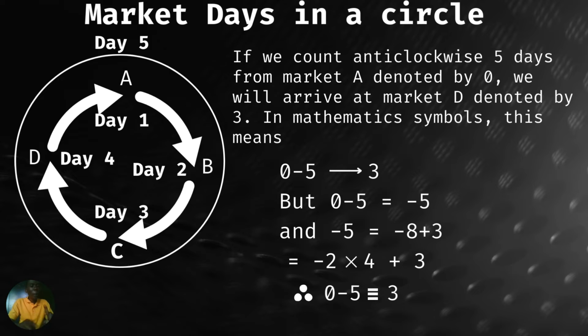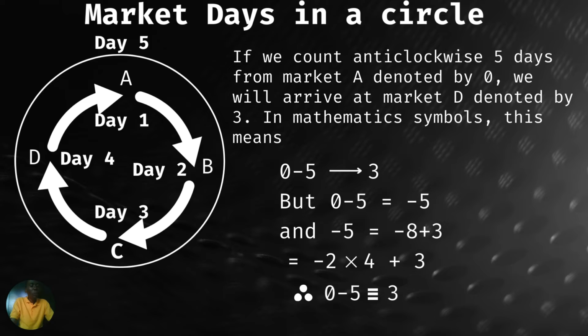So we'll have 0 minus 5, and that will give us what? The market D, which is represented by the code 3, right? The market A is code 0. If we count negatively 5 times, we'll get code 3. But in mathematics, 0 minus 5 is negative 5. So if we look at minus 5, we can represent minus 5 with minus 8 plus 3.